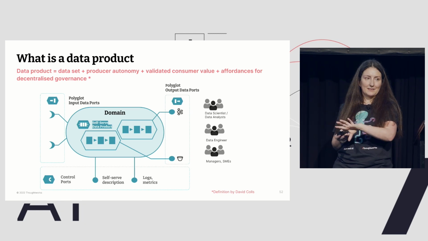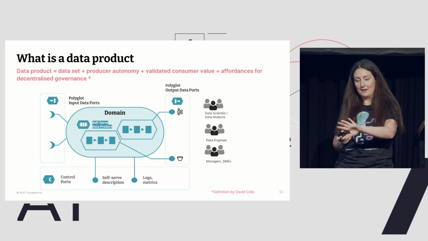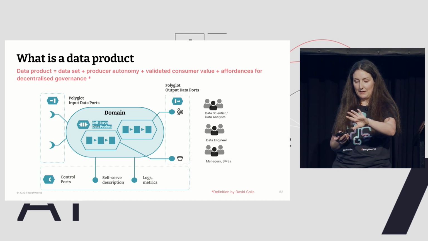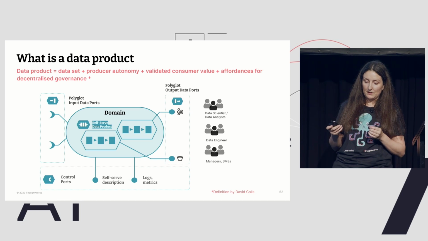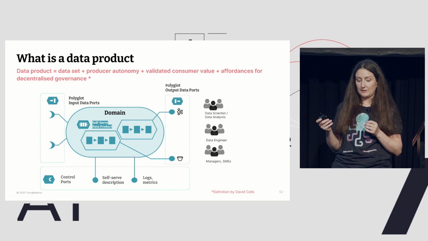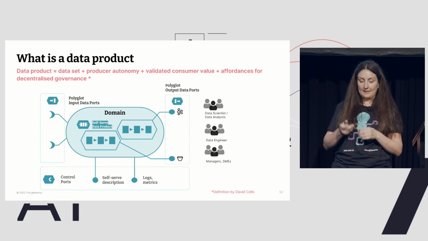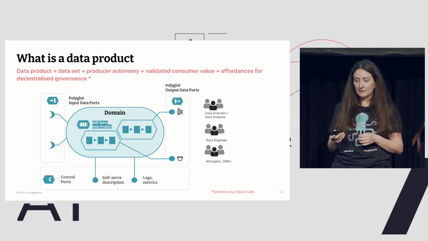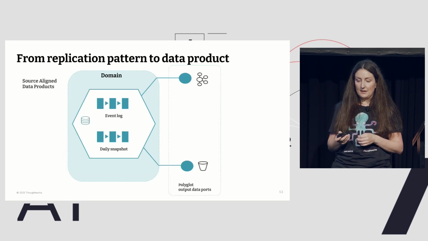It's a data set plus producer autonomy, validated consumer value, and affordances for decentralized governance. If we look at the architecture here, we can see we've got polyglot output data ports, input data ports, control ports, self-serve descriptions, logs, metrics, and within there we've got a domain and data products. So if we just look at where what we just spoke about might fit in.